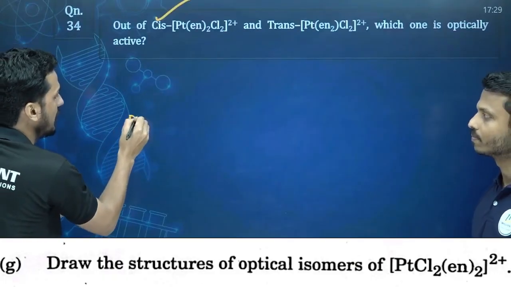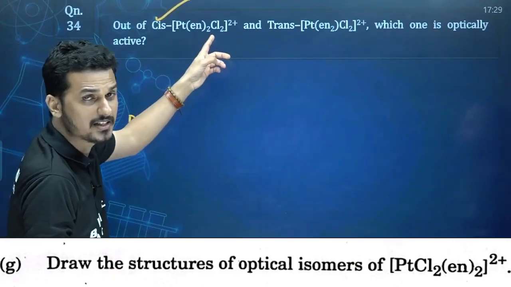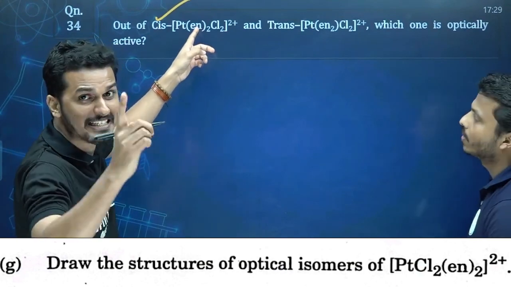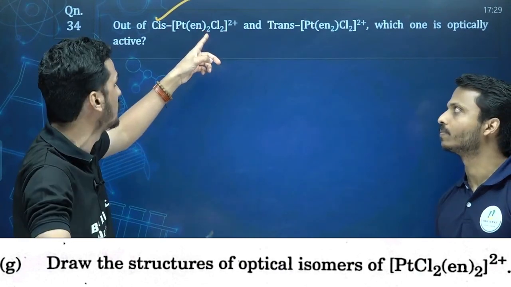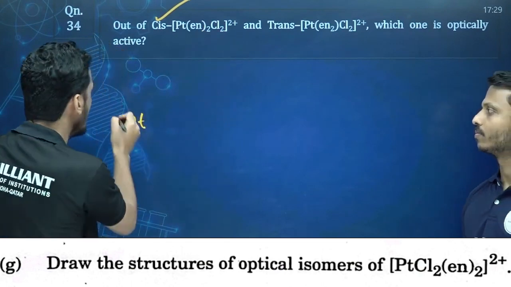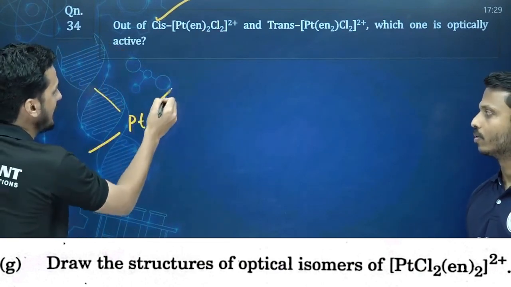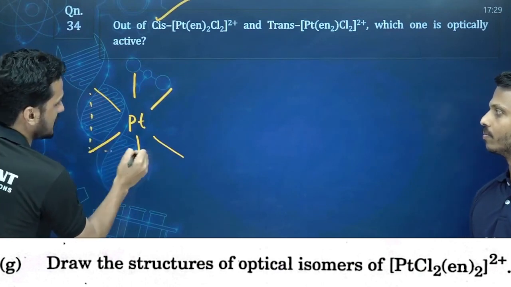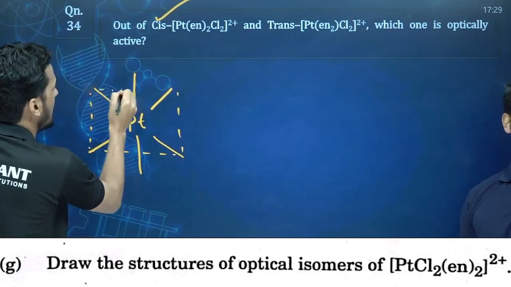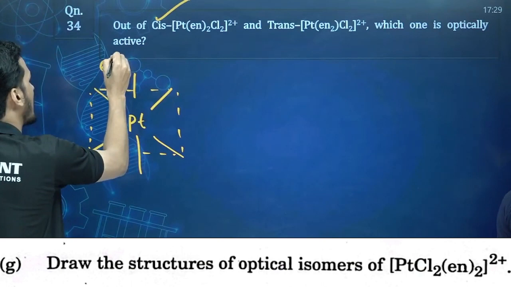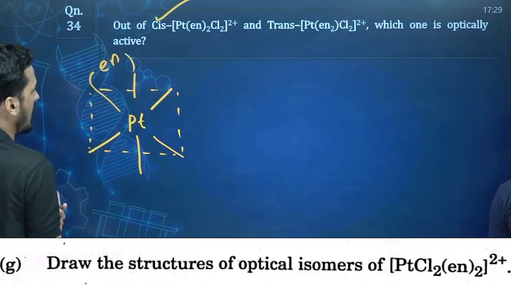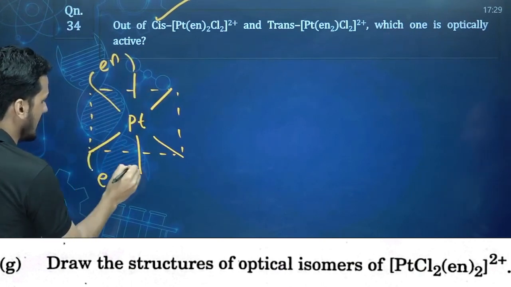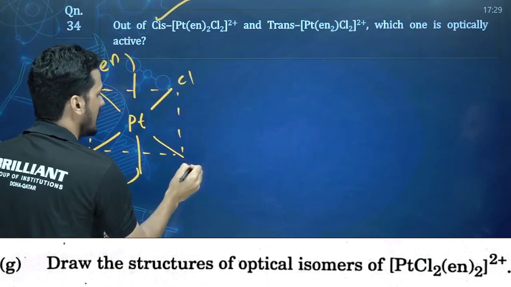Considering cis around platinum, what is the coordination number? En is bidentate, so 2 into 2 is 4, plus 2 is 6. So here 6 ligands are there, I mean the complex is octahedral only. I can draw the structure like this. Okay, you can see here en will connect with the 2 bonds like this. This is one en and this is another en, guys. Okay, here Cl, here Cl.